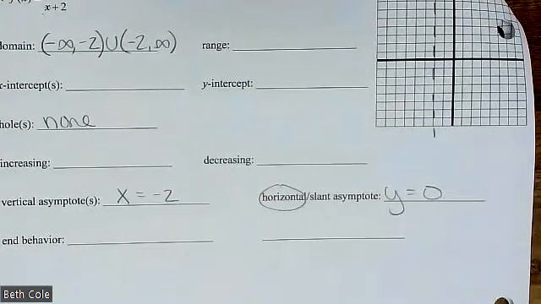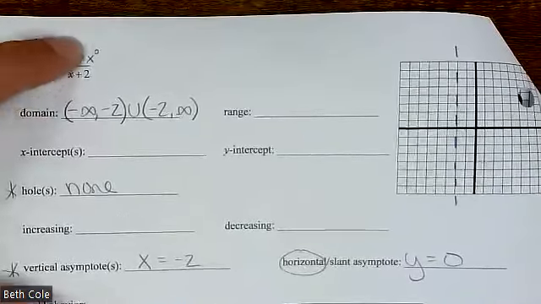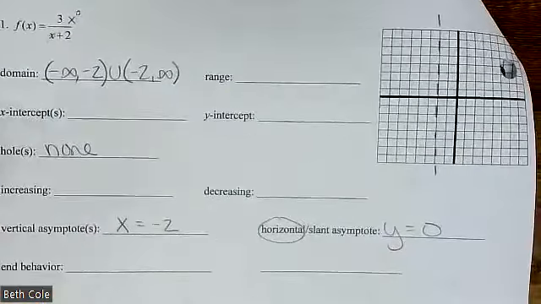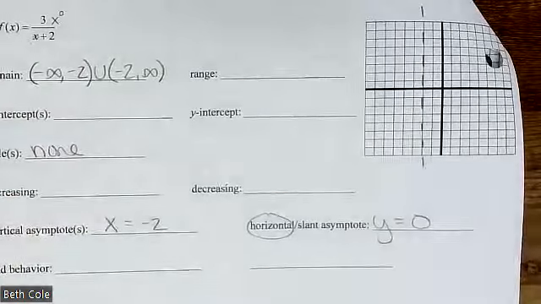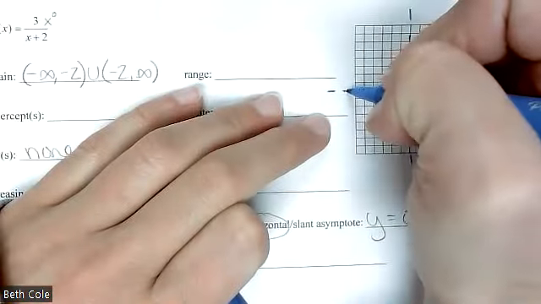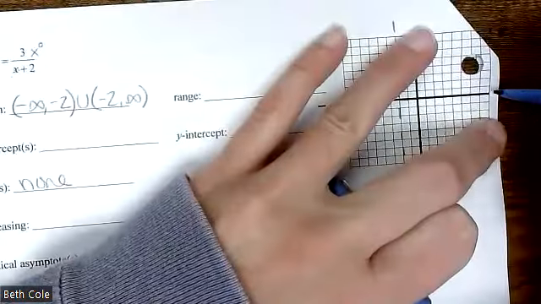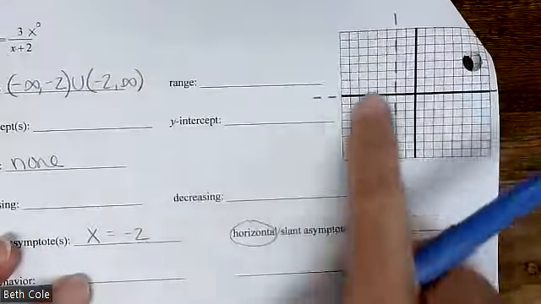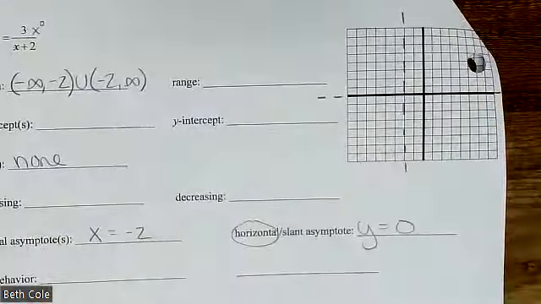If you don't have that memorized yet, congratulations, you're a normal person. I just went over it. Okay. But the numerator is smaller than the denominator, so it's automatically 0. And then you can go ahead and dot that in. It's hard to see because it's on the axis, but it'll level off at 0.